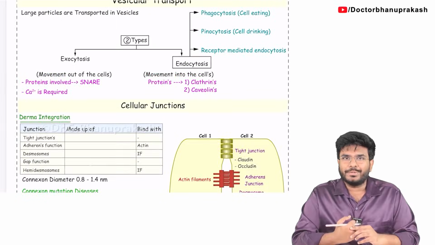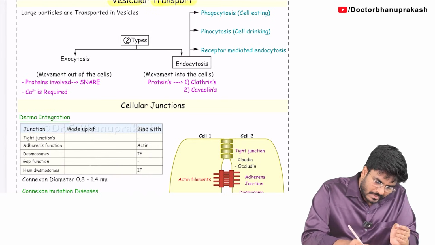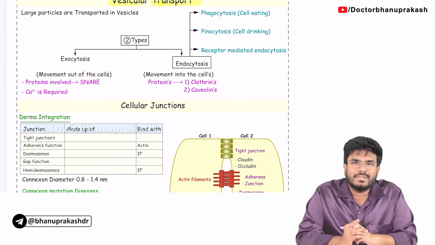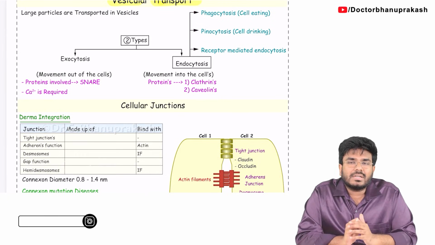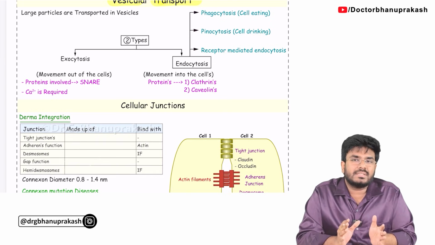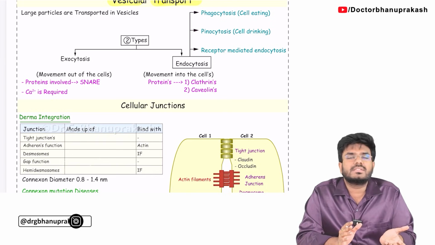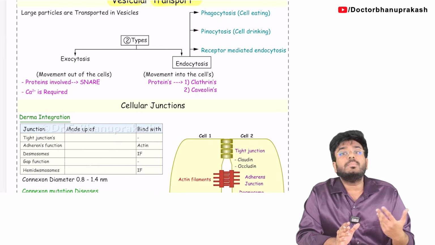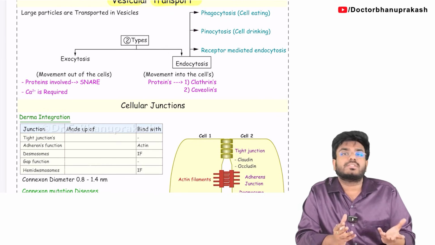Now, let's continue with the vesicular transport. Guys, first of all, is vesicular transport an active transport or passive transport? It can be either. Vesicular transport is not dependent on the concentration gradient; it's sometimes dependent on the concentration gradient, sometimes not. So vesicular transport sometimes can be an active process, sometimes a passive process.